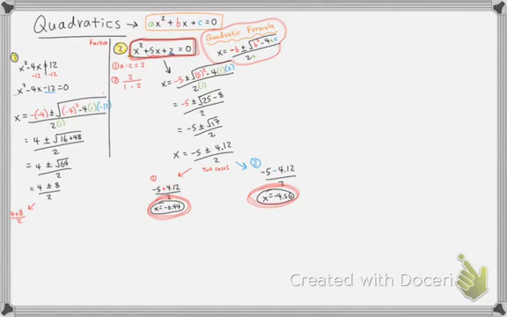Or we could do 4 minus 8 over 2. So if we look at the red case, 4 plus 8 is 12. 12 divided by 2 is 6. So x could be 6. Or on the right, 4 minus 8 is negative 4. Negative 4 divided by 2 is negative 2.